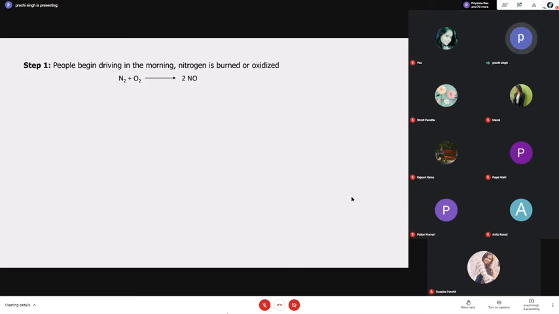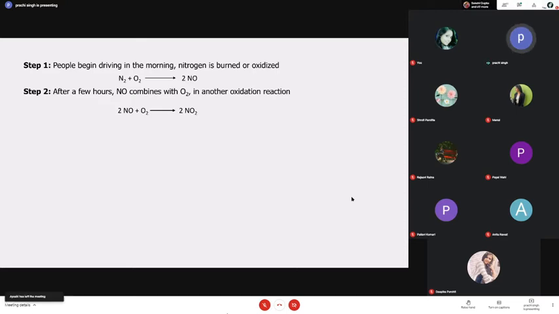Now, this nitrogen reacts with oxygen to form nitrous oxide, which is your nitrous monoxide, this NO. Because this NO still has the capacity to react further, it can react with oxygen again to form NO2. This usually happens daily.